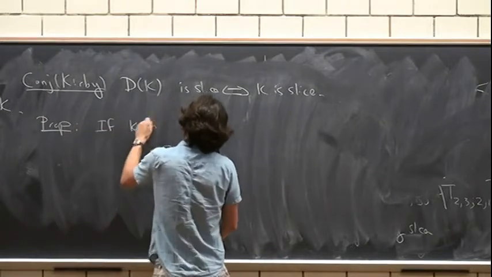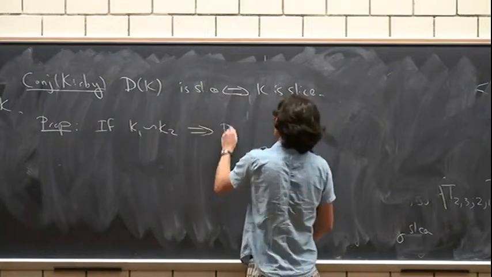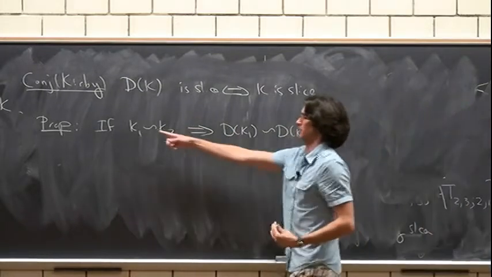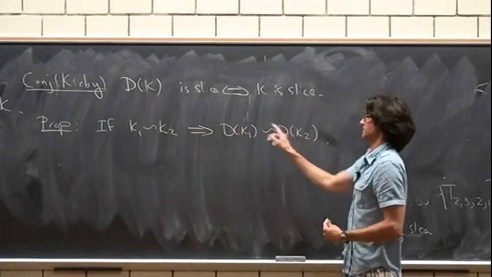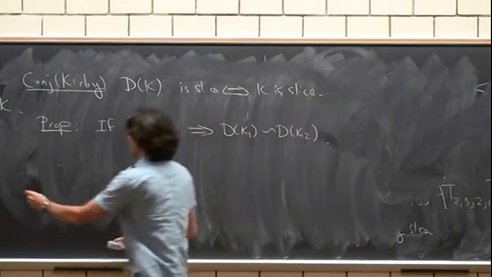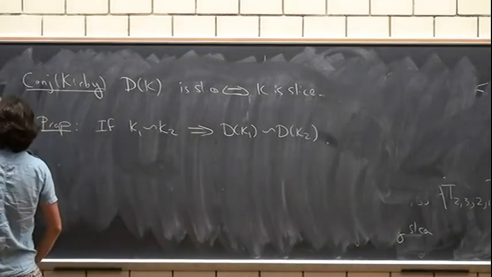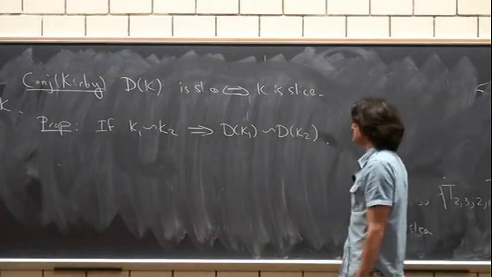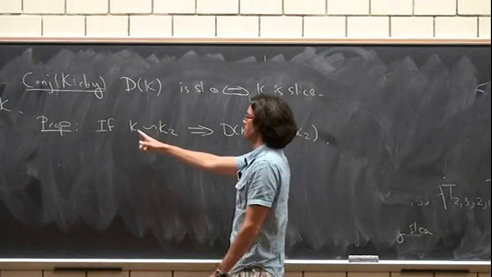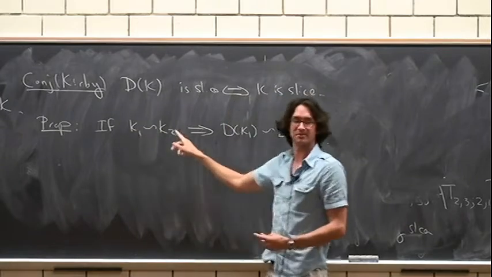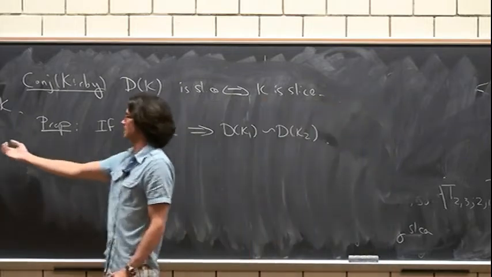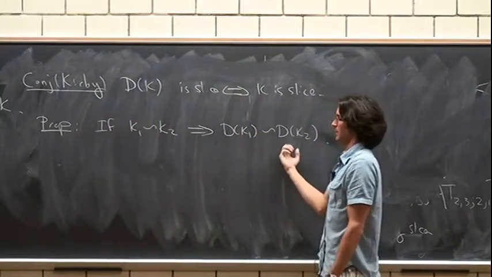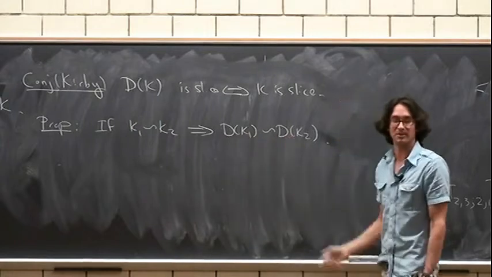So if K1 is concordant to K2, this implies that the Whitehead double of K1 is concordant to the Whitehead double of K2. So in particular, if K1 is concordant to the unknot, then the Whitehead double is concordant to the Whitehead double of the unknot. And the Whitehead double of the unknot looks like that. So that's the unknot itself. Okay. To see this proposition, it's not that complicated. So you have this cylinder that connects K1 to K2 inside the three-sphere cross I. And then the Whitehead double is just a knot which sits in the tubular neighborhood of K1. And so I let that knot in the tubular neighborhood just follow along the cylinder throughout the concordance connecting K1 to K2. That induces a concordance between the Whitehead doubles.